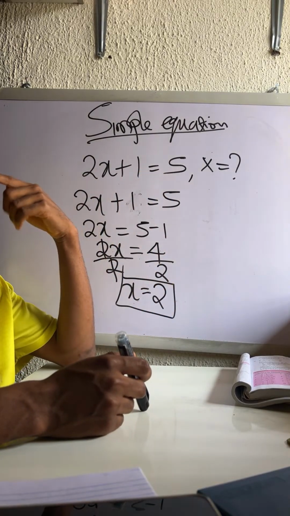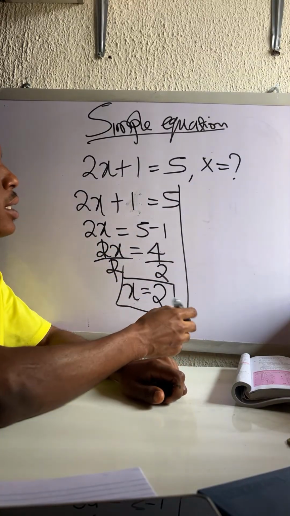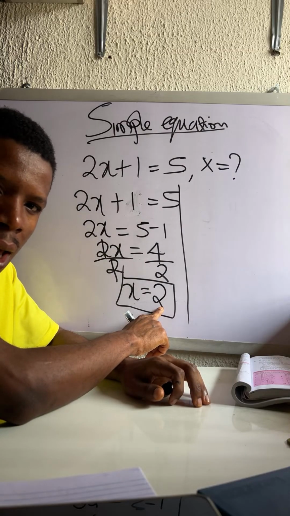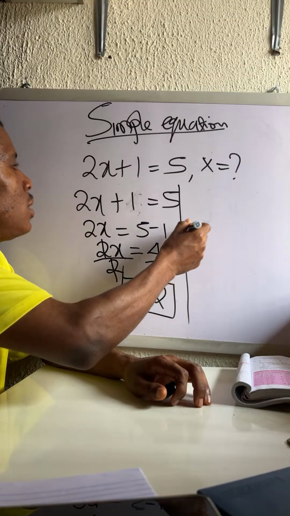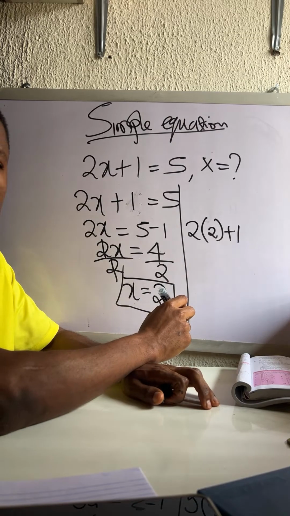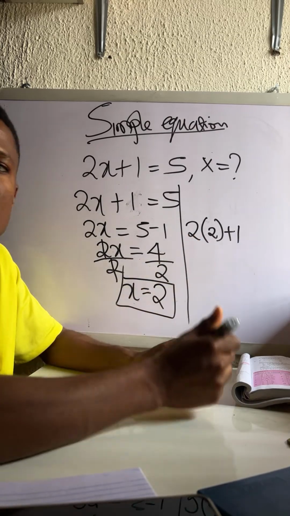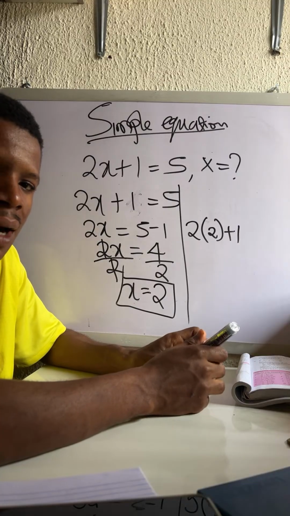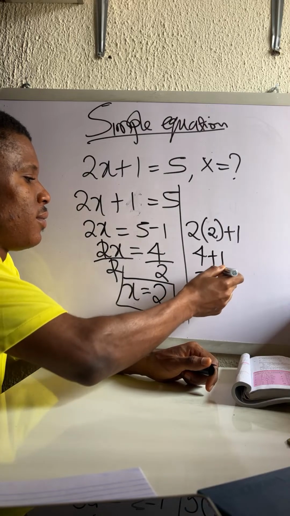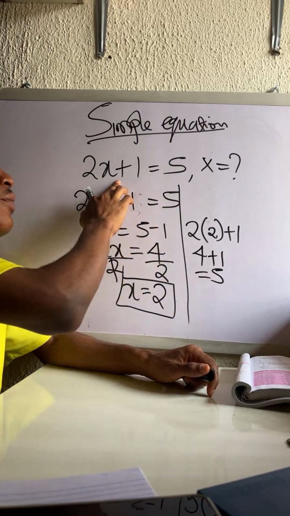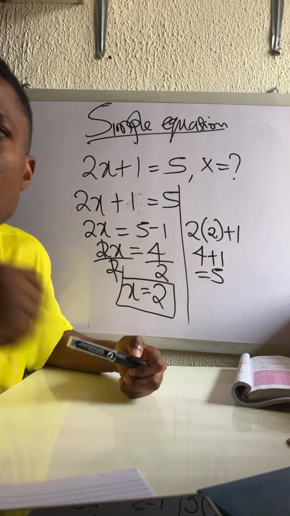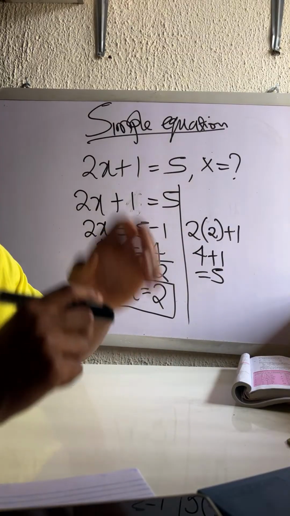If you want to check whether you got it right, all you need to do is that whenever you see the x, you put in 2. So our x is 2, 2 times 2, then plus 1. 2 times 2 is actually 4, right? So you have 4 plus 1 is equal to 5. Since this is true for the left hand side and it's also true for the right hand side, this shows that our answer is correct.